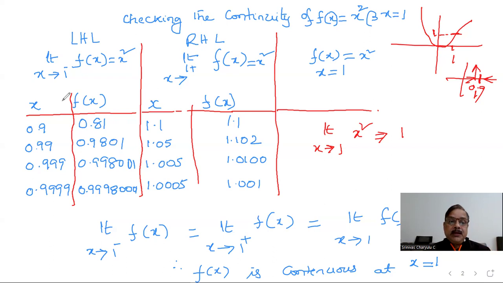You have to come from the left side and right-hand side towards the limit value, and then substitute the limit value in the direct equation, then see whether it is continuous or not. Right now, in this case, it is continuous. Let us go to another example.